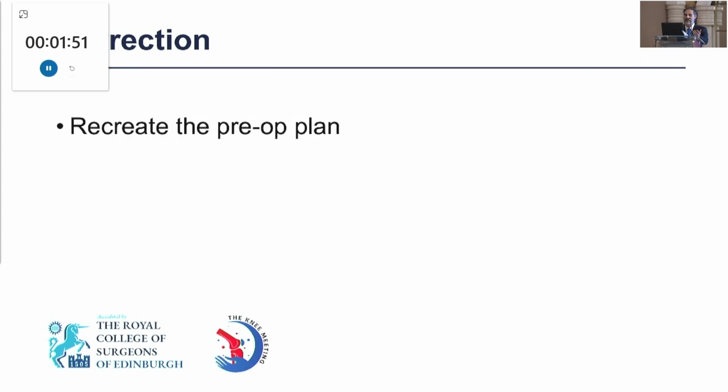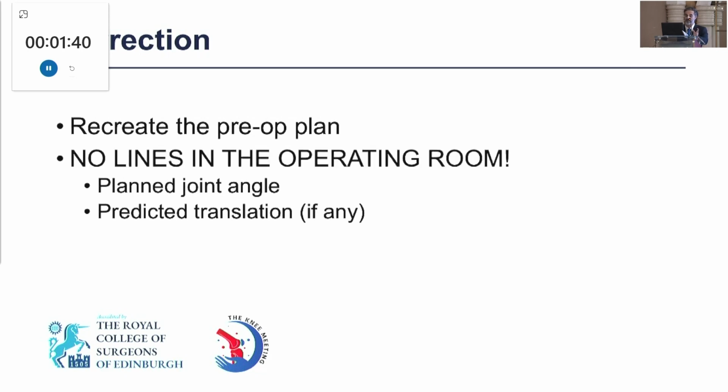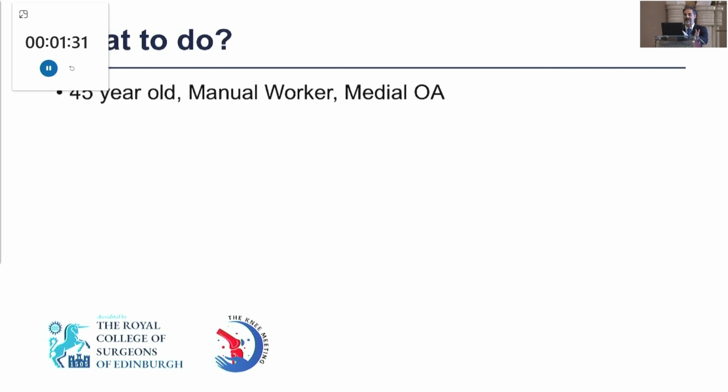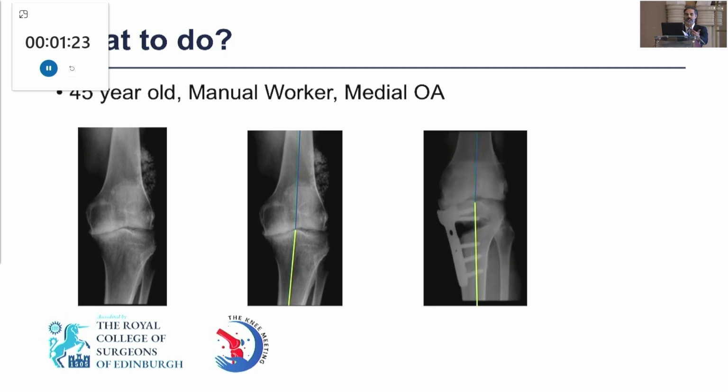So now what we're doing is we've done a preoperative plan and we're wanting to recreate that plan. And we want to predict any translation if there is going to be. Again, my problem is if it's not mathematical in my head, I don't know how am I going to reciprocate that when I get into the OR. So like this patient, he's a 45-year-old manual worker. He's got medial knee OA, and you've decided on something. You looked at the joints, and you've ended up giving them a high tibial osteotomy.